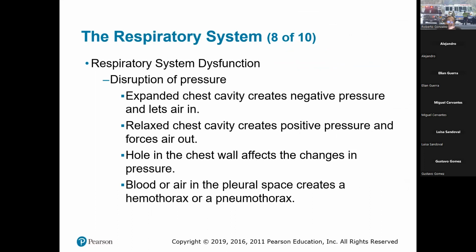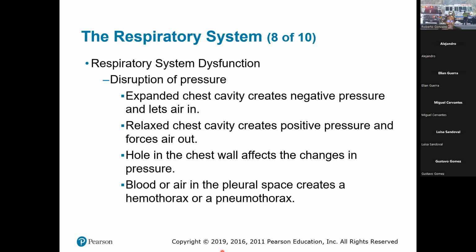Respiratory system dysfunction, disruption of pressure. An expanded chest cavity creates negative pressure and lets air in. This is done by causing the intercostal muscles and the diaphragm to contract, which basically enlarges the chest wall, causing the lungs to expand, causing air to forcibly come in. A relaxed chest wall creates positive pressure and forces air out. So once you relax the muscles, air goes back out.